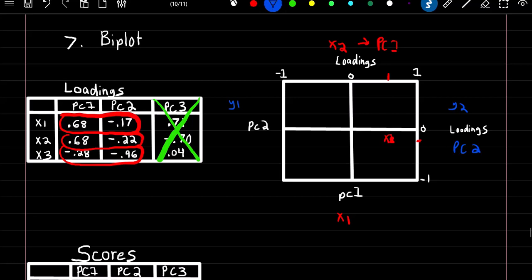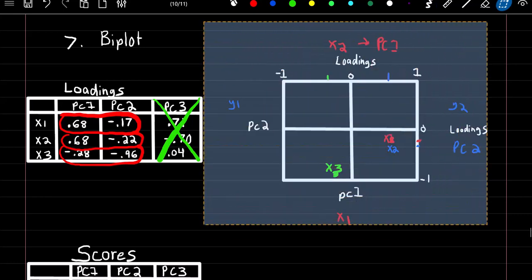Now for our x2 value, it's again going to be at 0.68 for our x2 axis, and for our y2 axis, it's going to fall at negative 0.22. So it's going to fall slightly beneath our x1. And then for the x3 variable, it's going to fall at negative 0.28 for our x2 axis, and negative 0.96 for our y2 axis, which is going to be way down here. So this will be our x3 variable. So now that we plotted our loadings, we can plot our scores. So I just copy paste this.